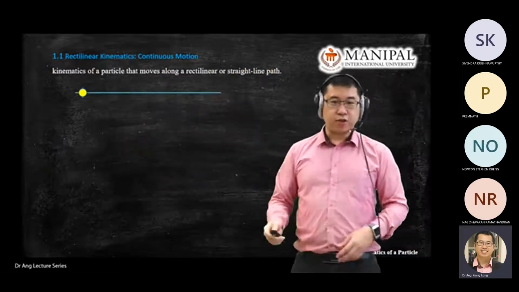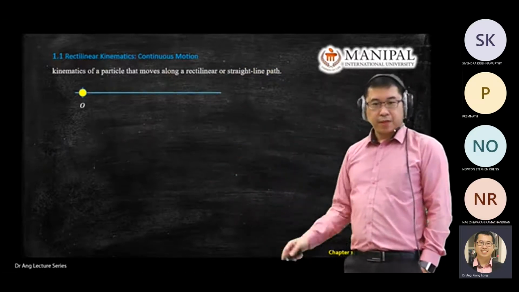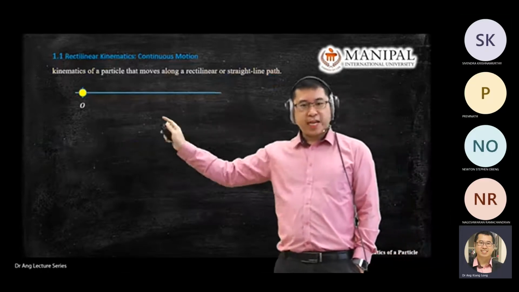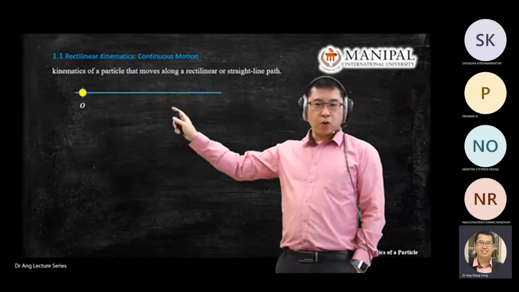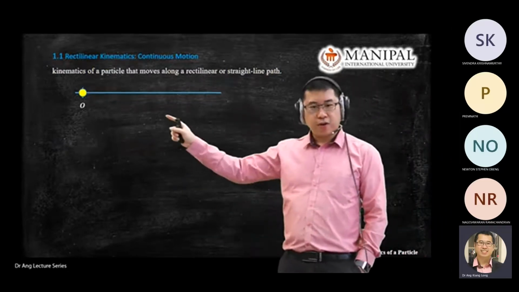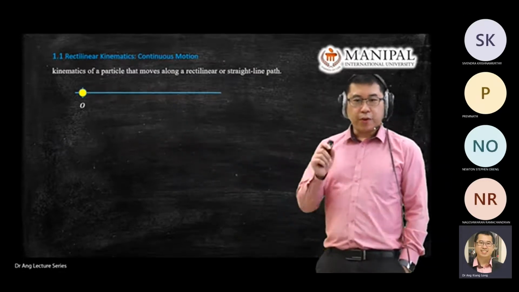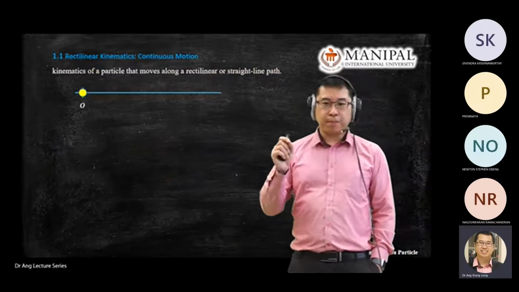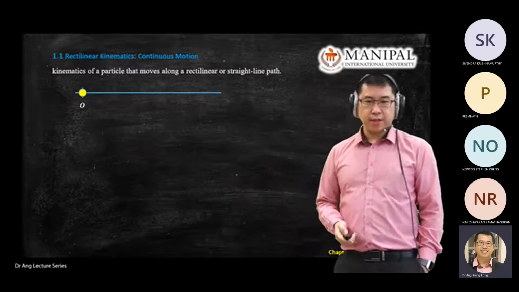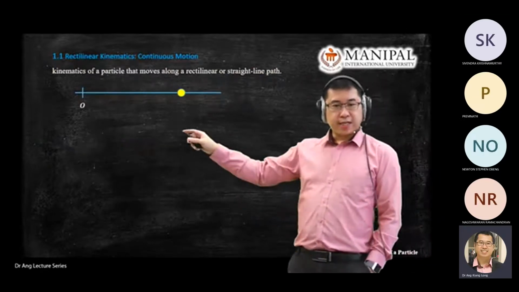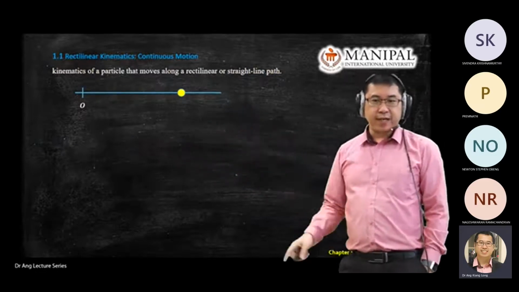So let's draw a straight line. And then we will label the starting point or initial point with O, origin point. So when we talk about motion, we have to know position. We have to know the original position and the last position. So let's say this particle moves from the left to the right in the straight path.